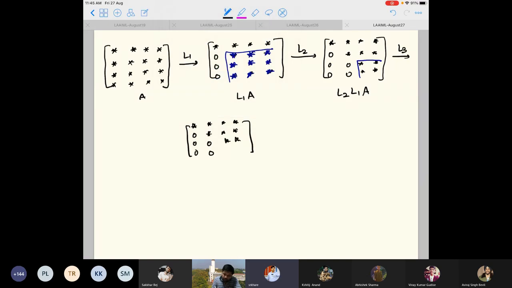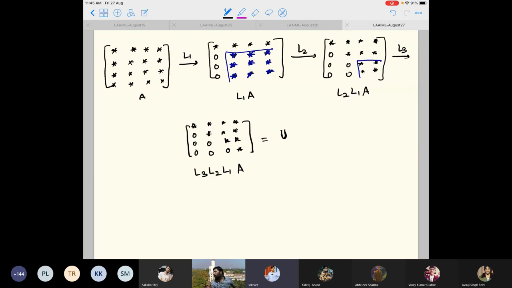This block will change in such a way that you will get this, which is nothing but L3, L2, L1A. So this is the matrix A, and the construction itself shows that this matrix is an upper triangular matrix, right? So the matrix that you will obtain after this construction is going to be an upper triangular matrix. So the only challenge now is to compute what L1, L2, L3 are.